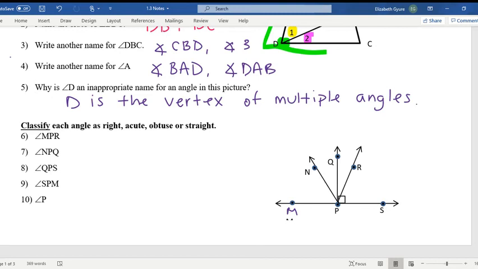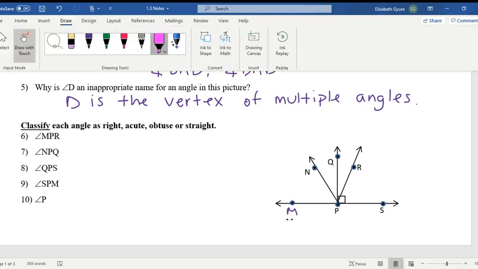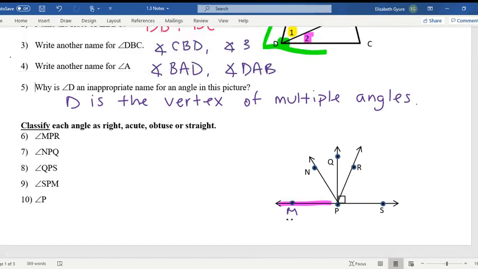So first one, angle MPR. So M to P up to R. If you take a look, that's going past 90 degrees, so that is going to be obtuse.